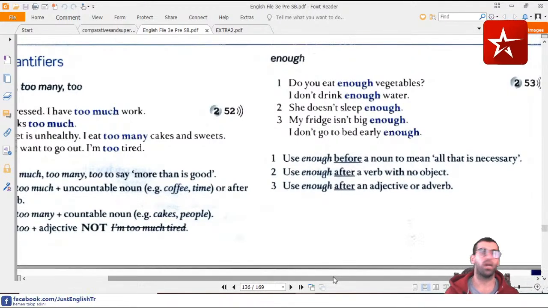For example, my fridge isn't big enough, or our classroom is not big enough for students because there are more than, for example, 15 students, but our class is small. That's why I can say our classroom isn't big enough. Or we can use enough after adverbs. For example, I don't go to bed early enough.